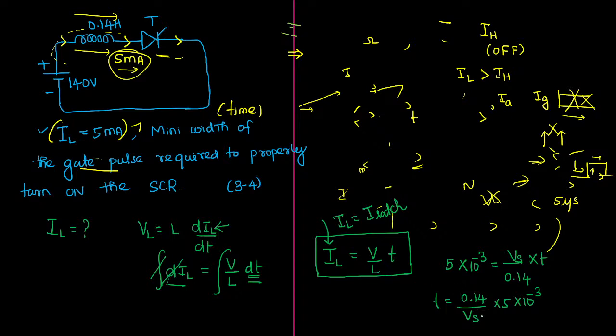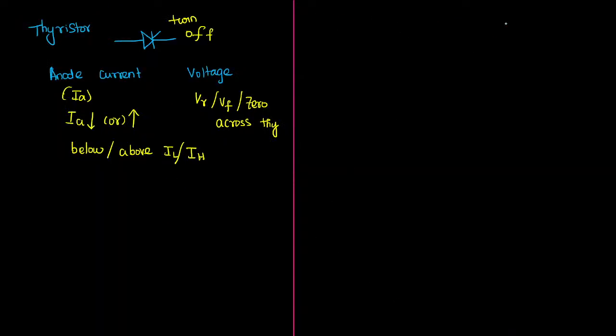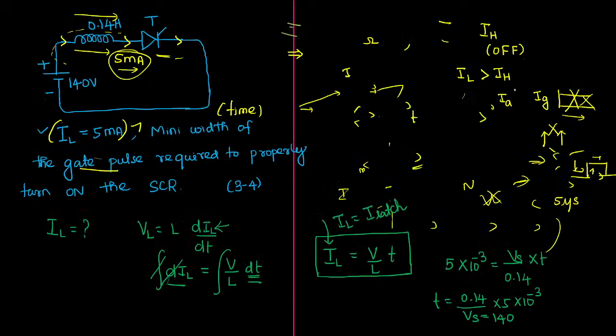Now supply voltage is equal to 140. I can substitute here. Now you have to reduce this value in a proper way. What we got, I am writing here: T is equal to 0.14 upon 140 into 5 into 10 power minus 3. Am I right? This is the value that we are having now.